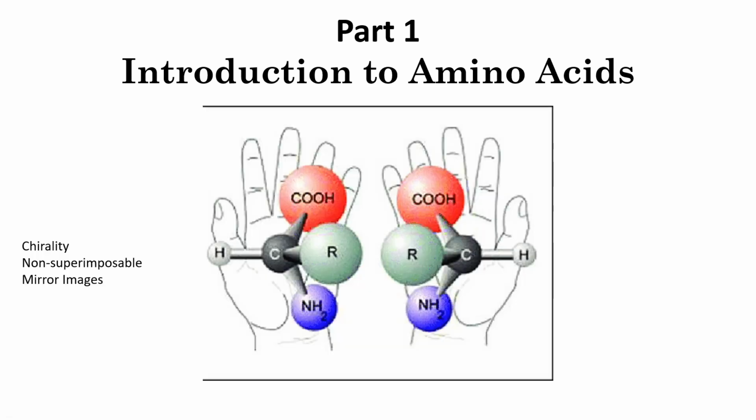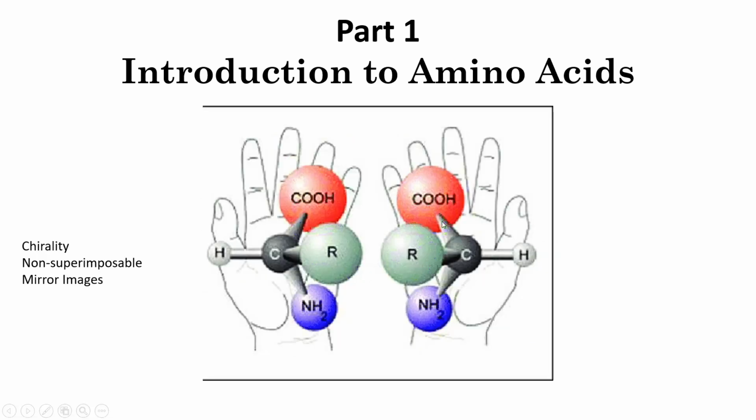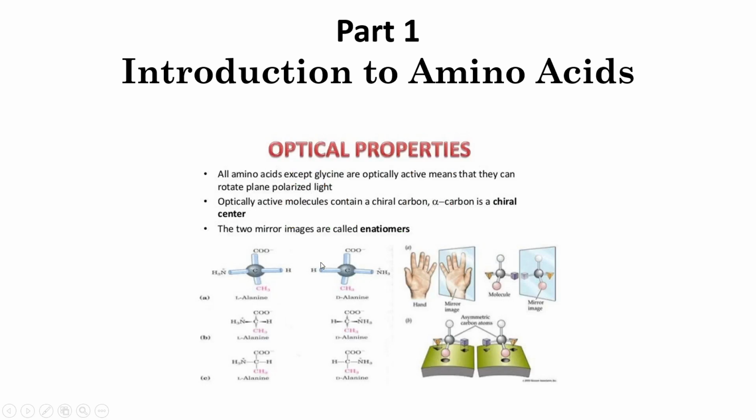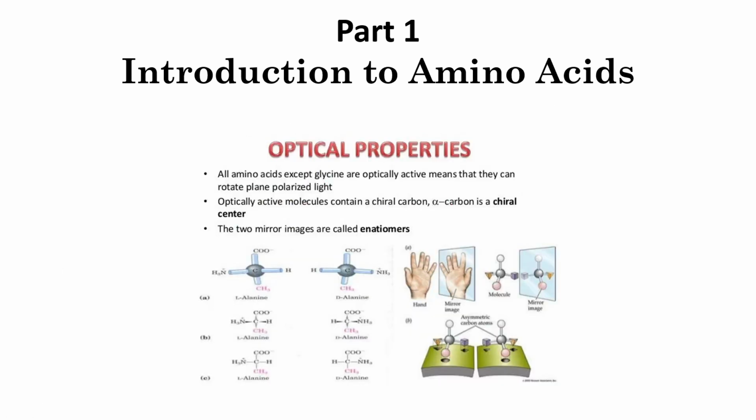To give a brief overview of how amino acids are in general, they are chiral in nature, non-superimposable, and they can make mirror images of each other. Because only one group varies, and all the other groups remain constant in all the amino acids, we can make mirror images out of it. Only glycine is an example which cannot, because R itself is hydrogen, so two of the groups are the same.